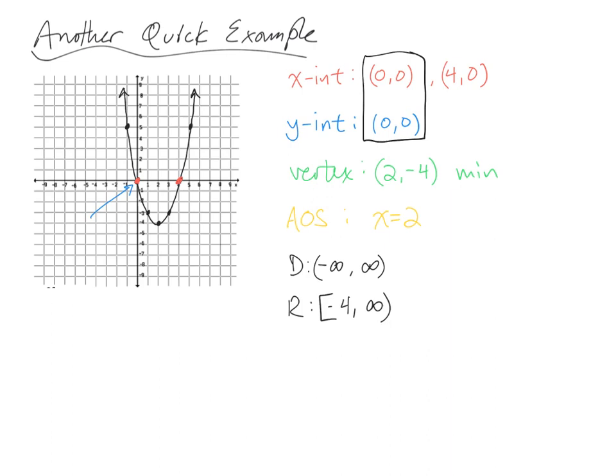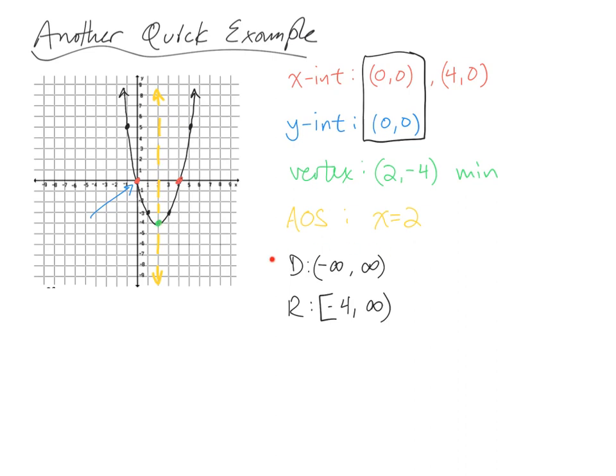All right, so we have a vertex here. The vertex is way down here, and it is a minimum because this graph is opening upward. The vertex here is (2, -4). We have an axis of symmetry here, which is x equals 2, and that is a vertical line going through the parabola here, and you can see that the axis of symmetry is in fact lined up with the vertex.